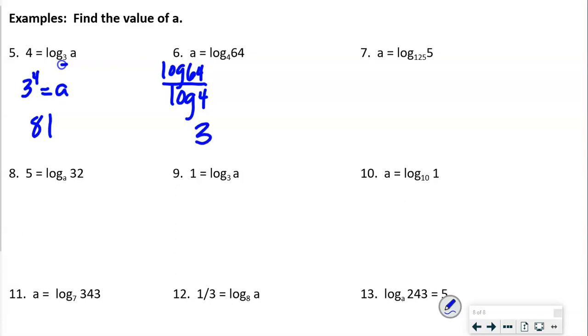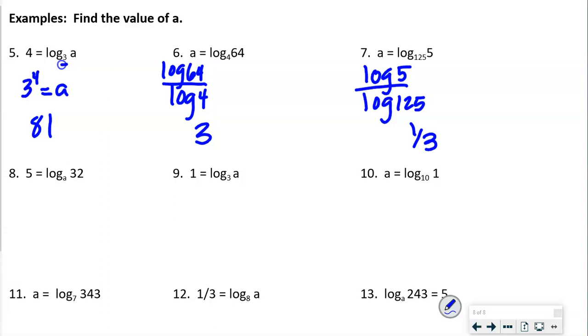Same way with this next one, okay? So we're going to do log of 5 over log of 125. And again, when you do this one, you should have got 1/3. So always write these first, okay?